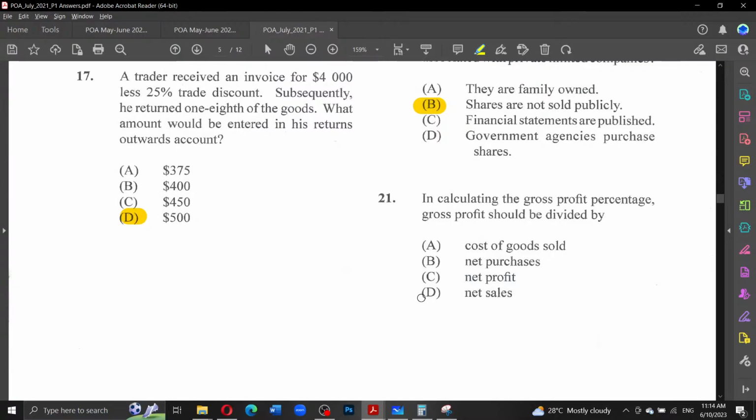In calculating the gross profit percentage, gross profit should be divided by net sales. That is here.